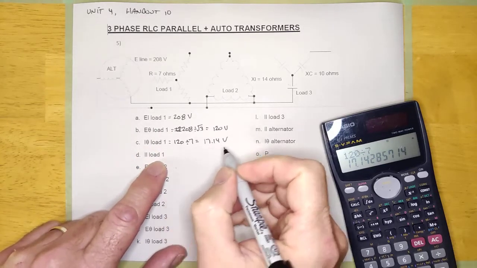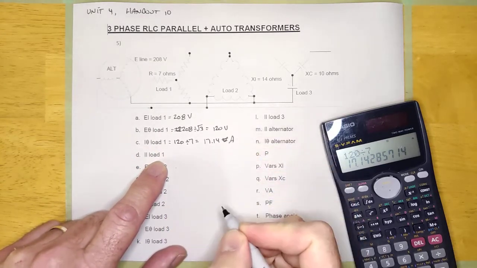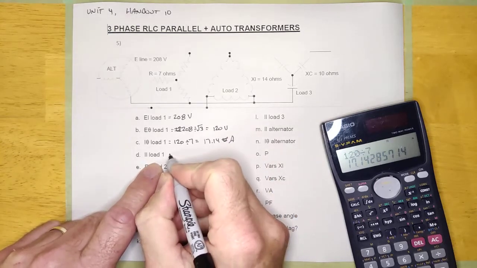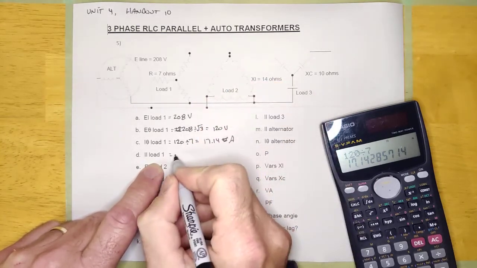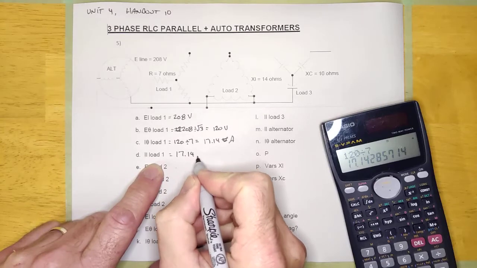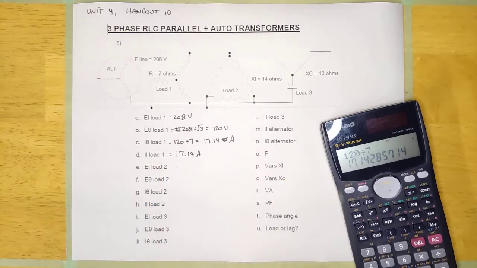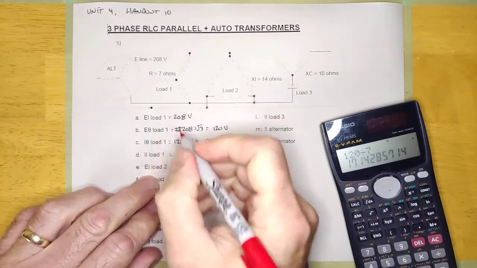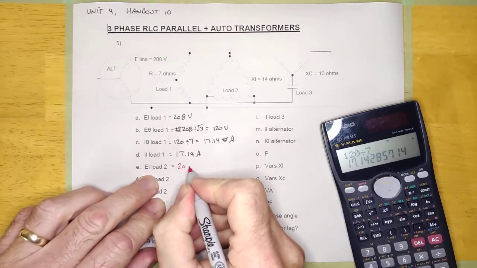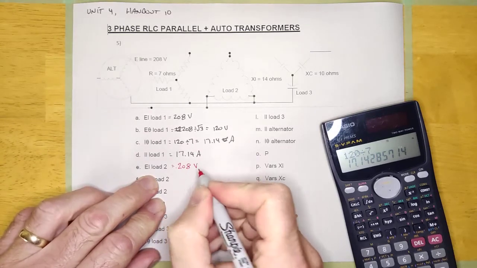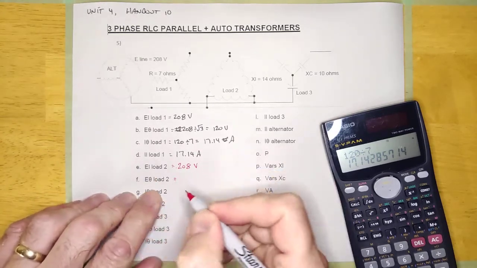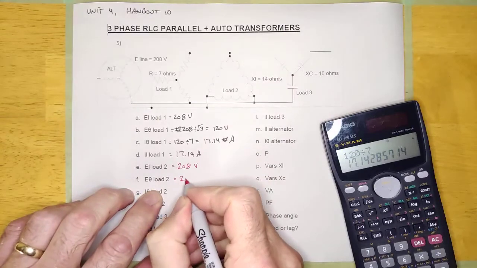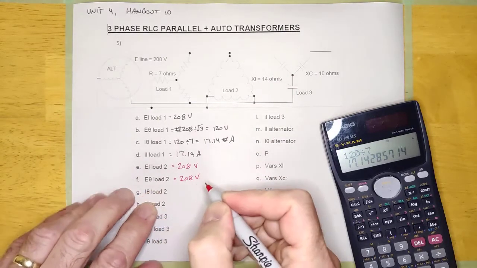Amps, okay? And then I line load 1, because it's Y, is going to be 17.14 amps. Now we're going to do load 2. Load 2, same line voltage. All of them are going to get the same line voltage. E phase load 2, it's delta, so that's also 208 volts.